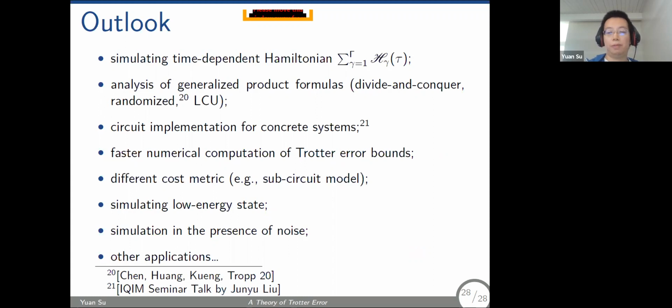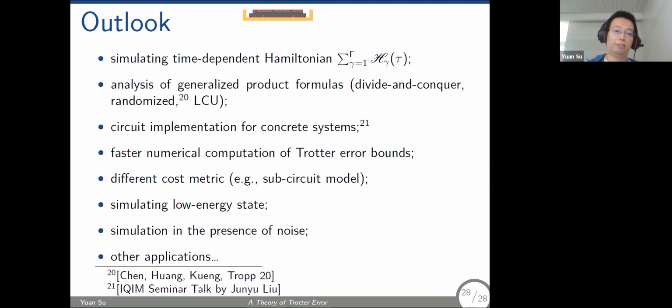So for example, we have been talking about time-independent Hamiltonian simulation. Well, in general, you can look at the time-dependent case. You will have simulations that are applicable to understanding quantum control schemes and many other applications. So it will be interesting to see whether this can be generalized.